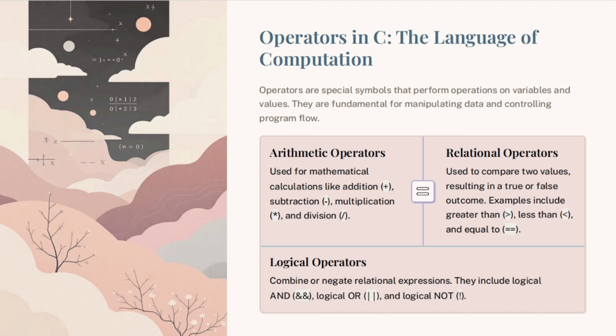Firstly, we explain the arithmetic operators. These are used for basic mathematical calculations that you are already familiar with, such as addition, subtraction, multiplication, and division. And second one is relational operators. These allow us to compare two different values. The result is always a simple true or false outcome. Common examples include greater than, less than, and equal to.